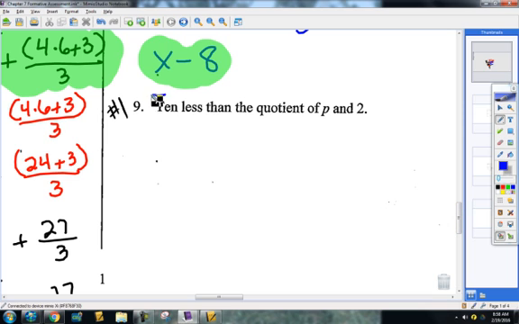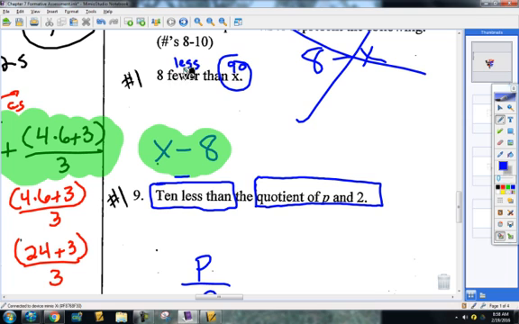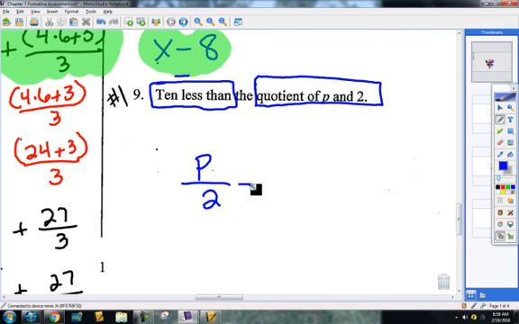Okay, number 9. 10 less. So right when I see 10 less than, you should already be knowing, okay, this must be subtraction. Whether it's going to be minus 10 or 10 minus something, we'll figure that out later. Now, it does say the quotient of p and 2. We know that would be written as p divided by 2. Right, guys? Well, if it's 10 less than that, just like up here, this was 8 fewer or 8 less than that, then this is going to be p divided by 2 minus 10.